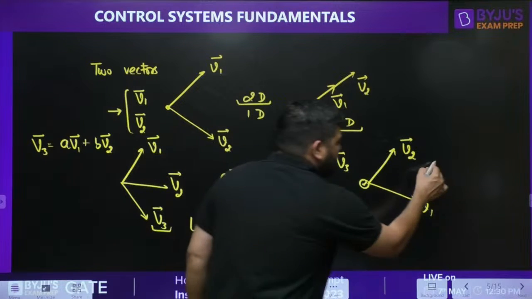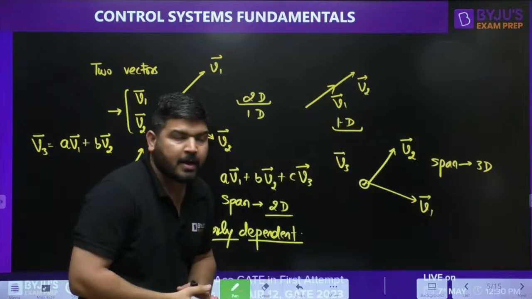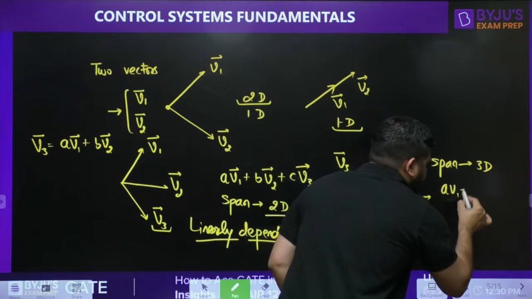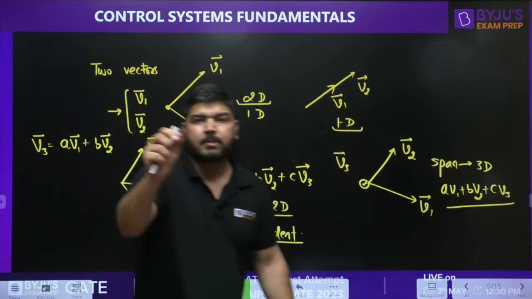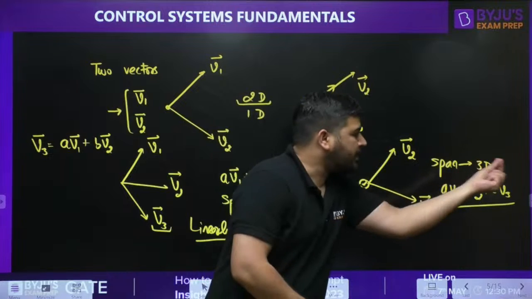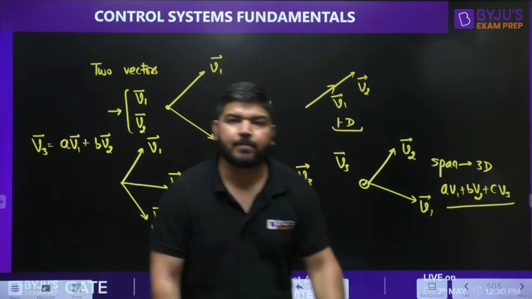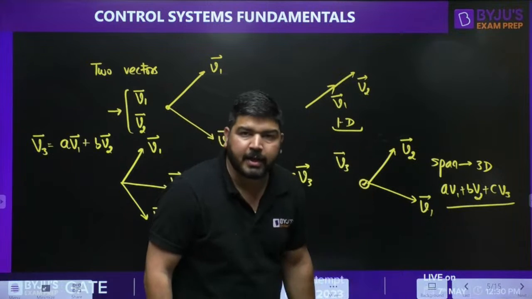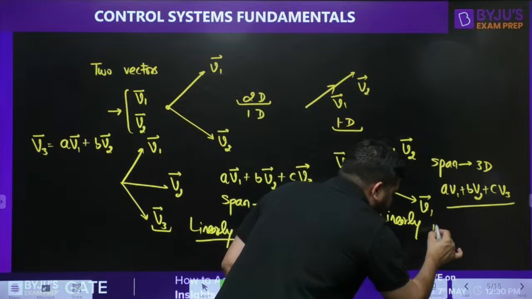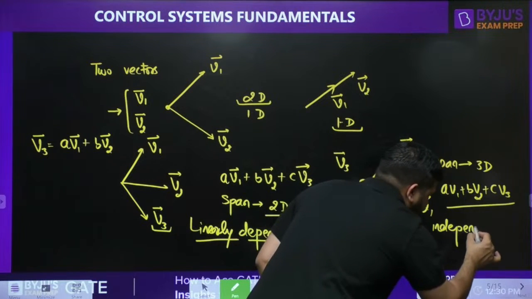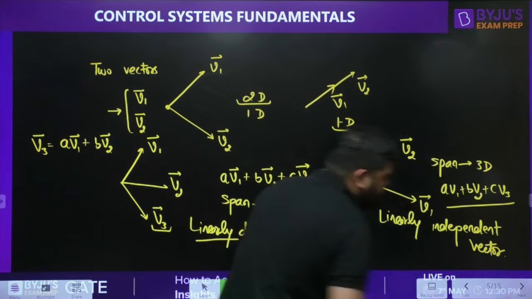Now the span will be 3D. If you take the linear combination a v1 plus b v2 plus c v3, then you can reach any point in space. It means the span of the 3 vectors is now 3D, and the number of vectors is also 3. So they are linearly independent vectors.